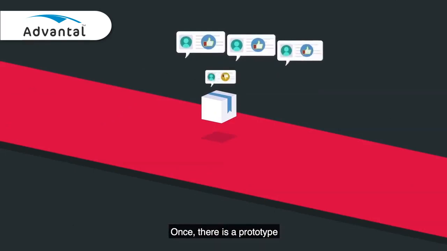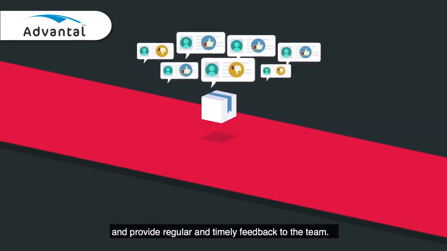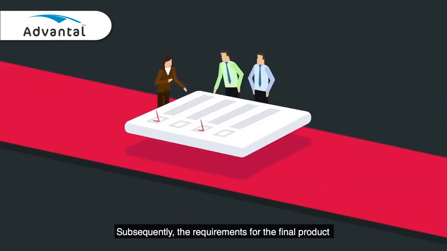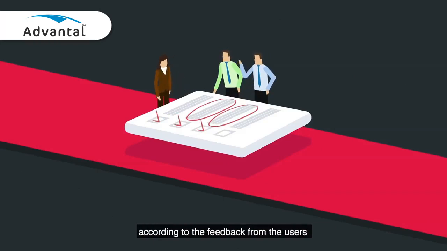Once there is a prototype, the users would then test the current iteration of the product and provide regular and timely feedback to the team. Subsequently, the requirements for the final product would start to evolve and change according to the feedback from the users throughout the development process.